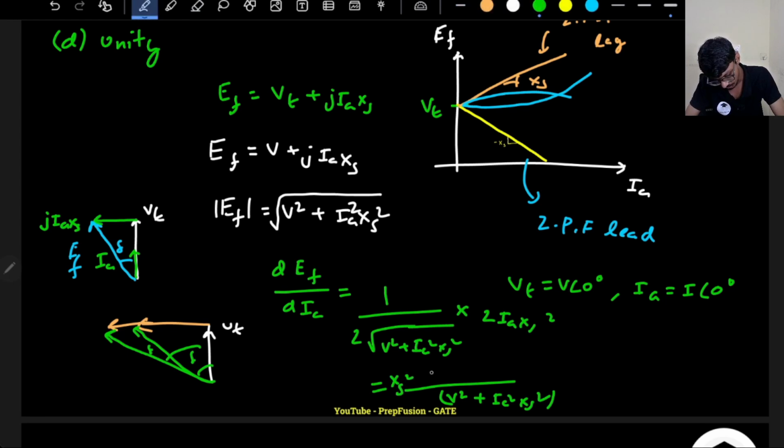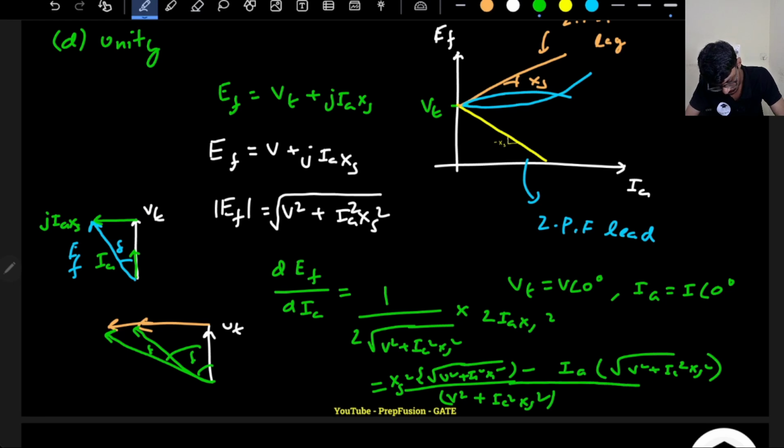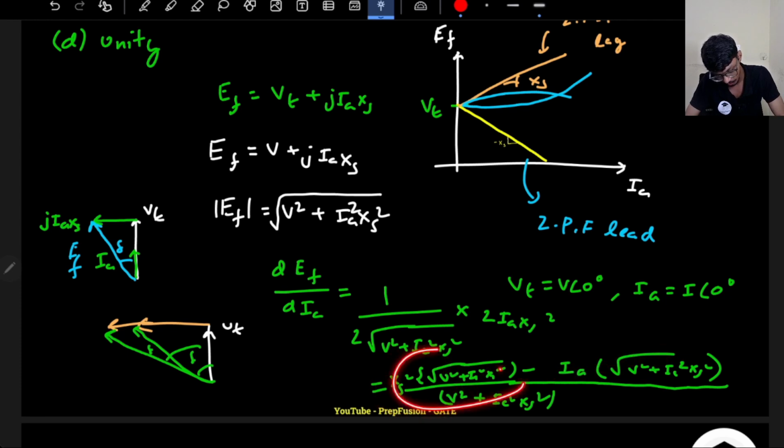Now differentiating this into this, this will be V square plus IA square XS square, minus IA into this number, root of V square plus IA square XS square. So when IA is 0, what do I observe? Initially, for very low values of IA, this term is gone. This is V square over V square, so it is something positive. So initially the slope will increase. Now, after a certain point, will this ever dominate?